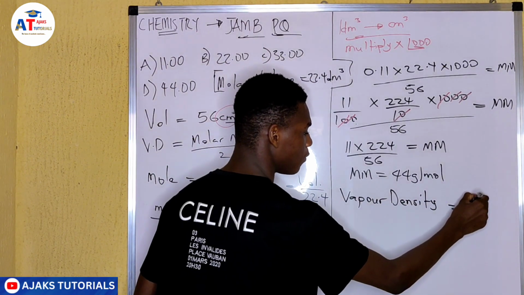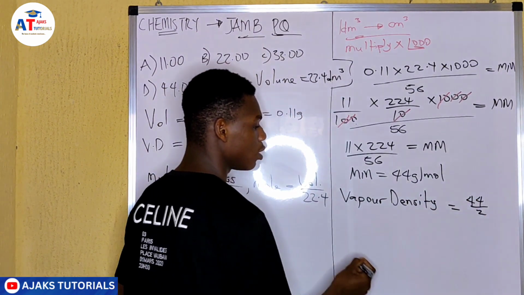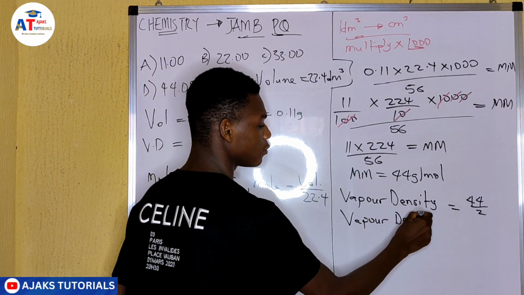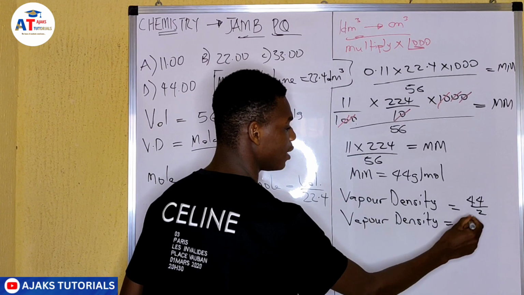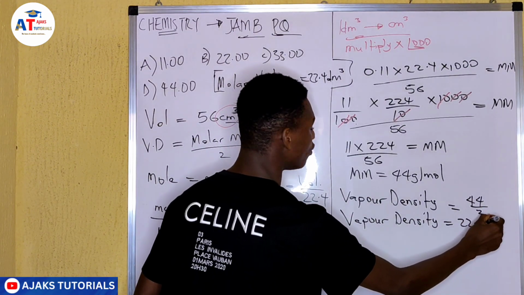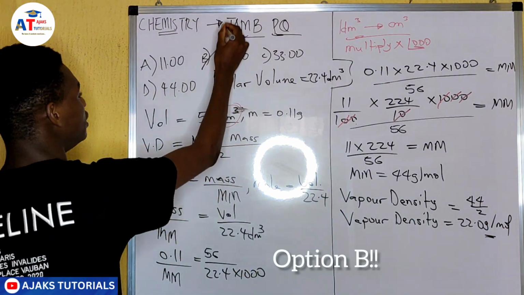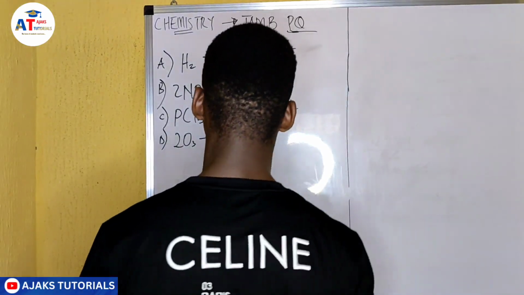So my vapor density is equal to 44 over 2. Vapor density is finally 22.0 gram per mole. Option B. Do we understand? Let's move to the next question.